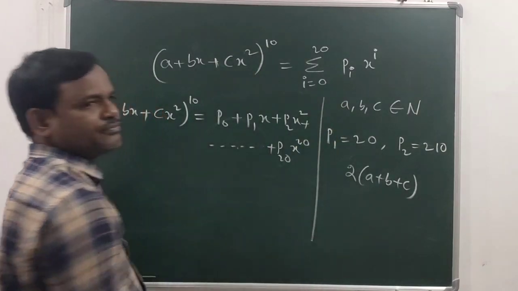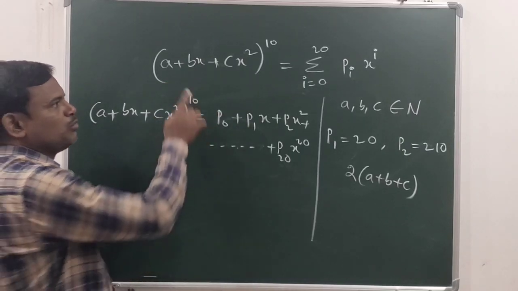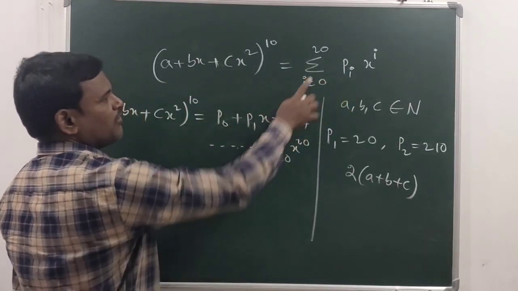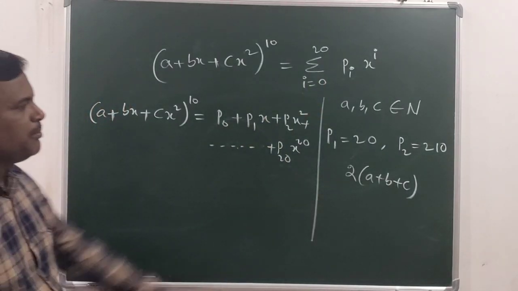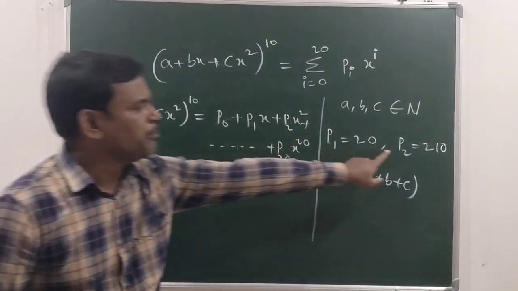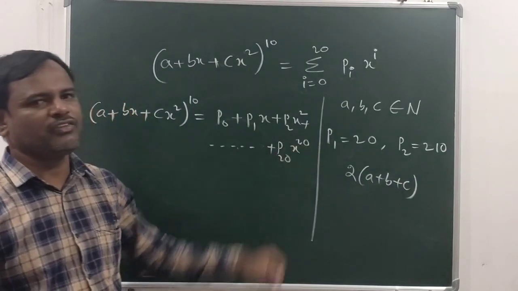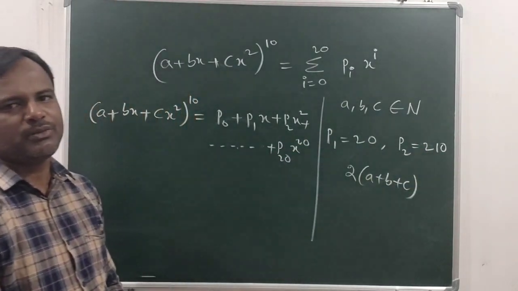See, this is a trinomial and its expansion they kept like this. If you open it, you get like this. And they mentioned P1 is 20. P1 means what here? Coefficient of x. P2 means what? Coefficient of x square. That is 210. Then what is the value of 2 of a plus b plus c?